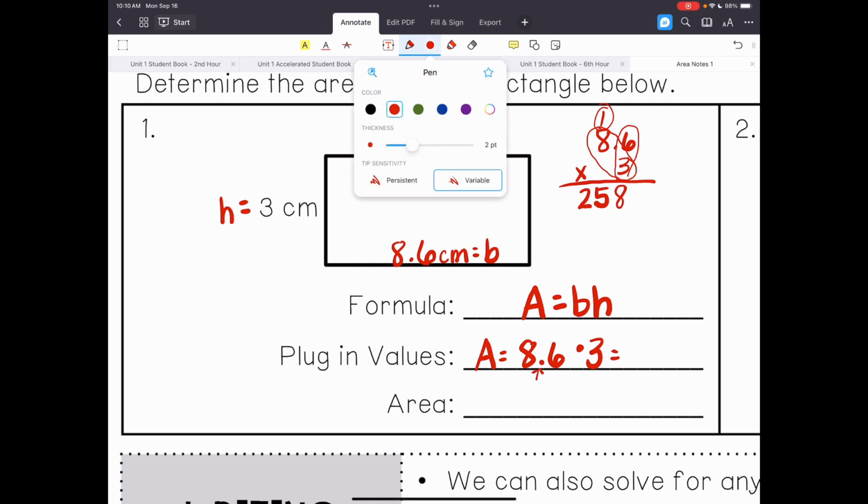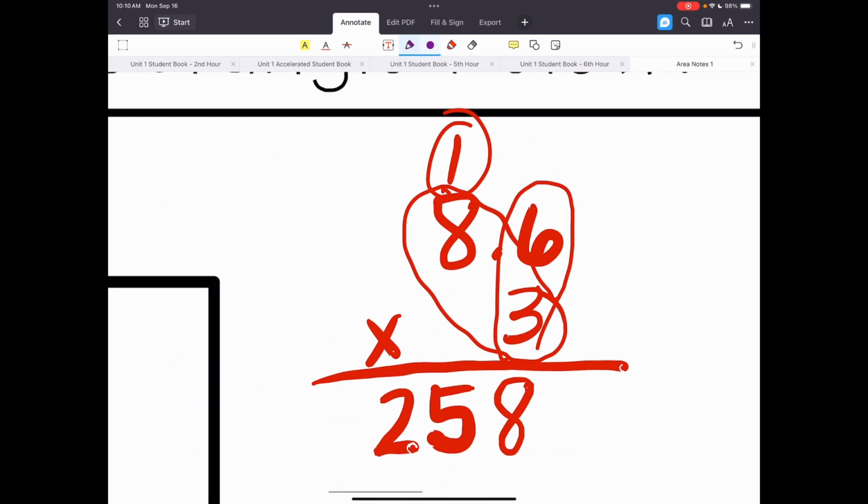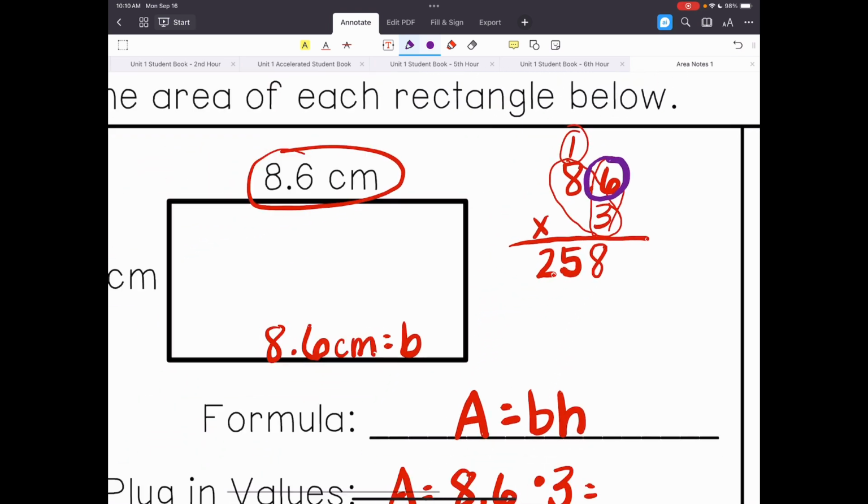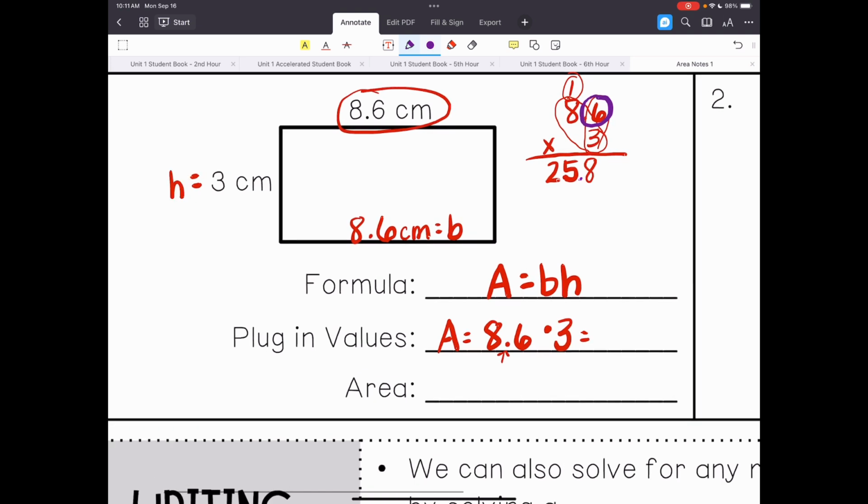Now, we have to go back into the original problem and count how many digits came after the decimal. In this case, there was 1 digit after the decimal. So in our final answer, we're also going to have 1 digit after the decimal. In this case, it's the 8. So our final answer for this one is actually going to be 25 and 8/10. And you have to keep in mind that this is no longer just units, this is centimeters squared. So we have to make sure we're using the correct unit of measurement.